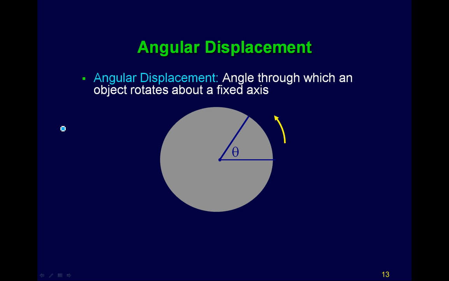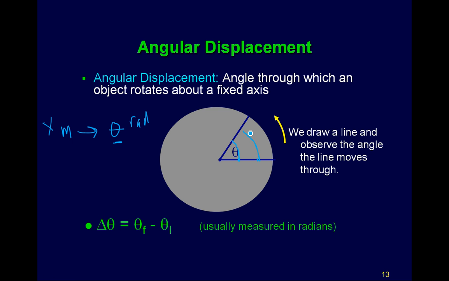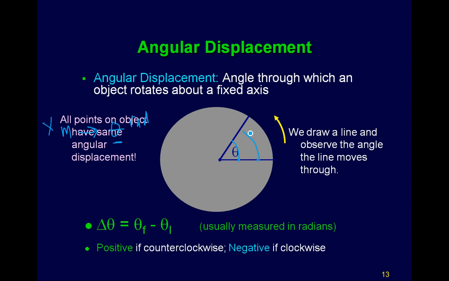And so what we do to combat this is we change our units. Before we were dealing with meters, now we deal with angle in radians. So before we had position in meters, now our position is measured in radians. If I pick 2 points on the circle, they do travel different distances, but they travel the same angle. And so it makes it much easier to describe the rotation of something in terms of the angle instead of meters. It's generally measured in radians, and it's positive if counterclockwise, negative if clockwise. But the point is, all points on the object have the same angular displacement, which is why we do this in the first place.